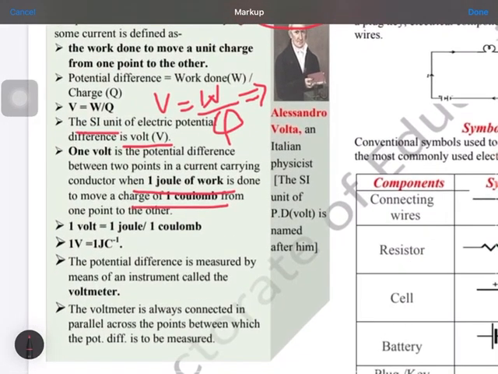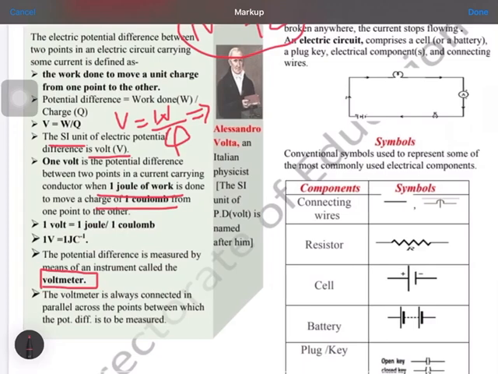So the potential difference is measured by an instrument which is called a voltmeter. If you remember, the instrument which is used to measure the current, you can say it was an ammeter, and it was connected in series. This voltmeter is always connected in parallel. Okay, this you have to remember, that voltmeter is always connected in parallel.